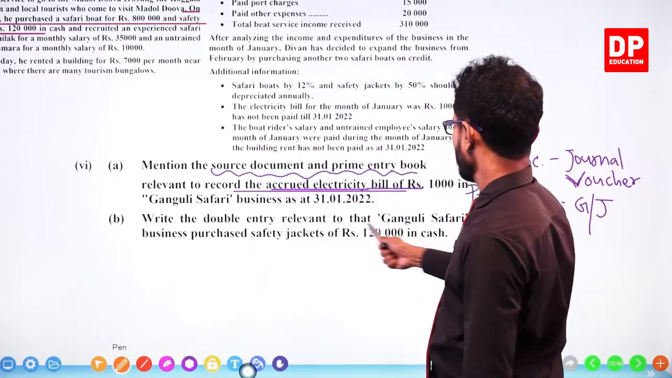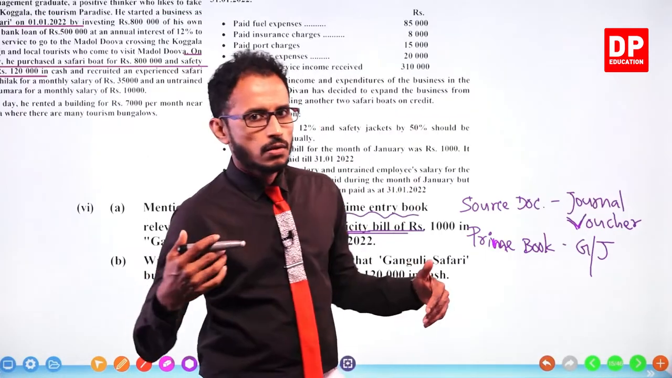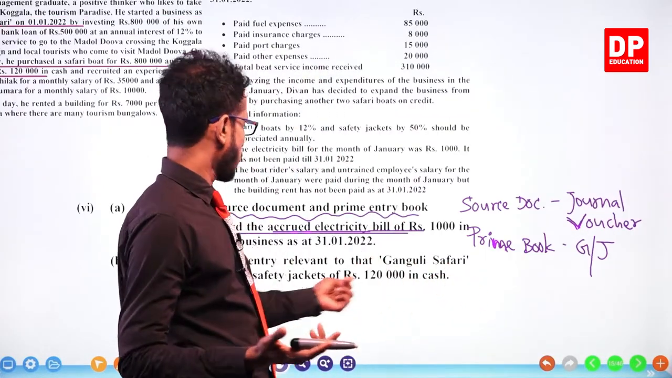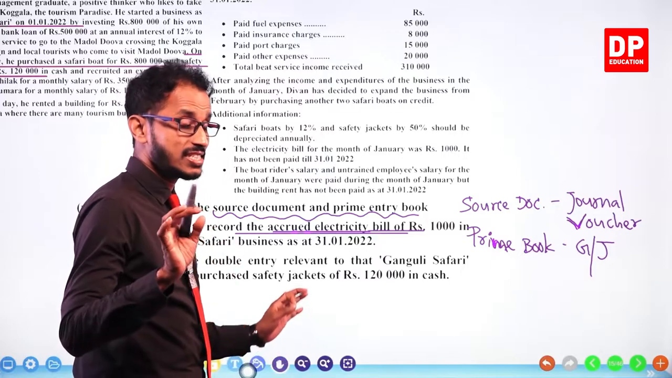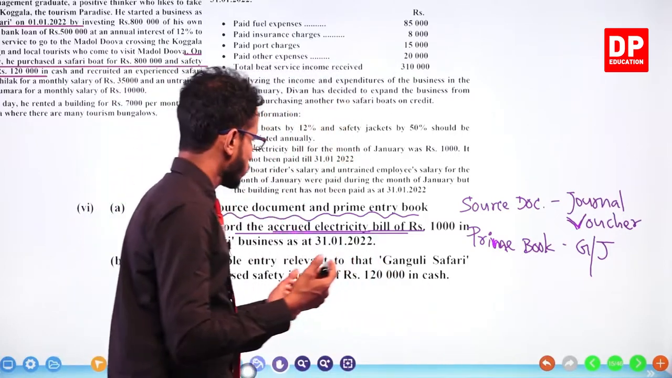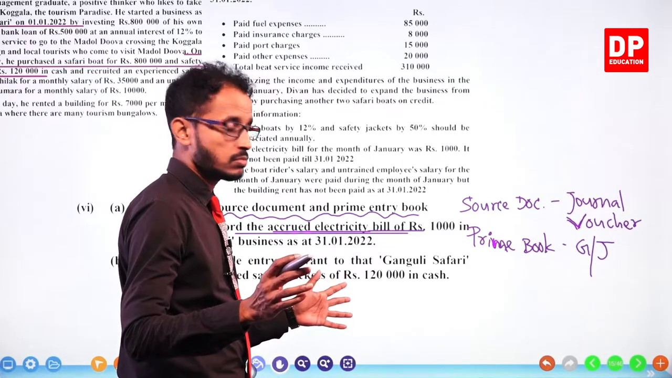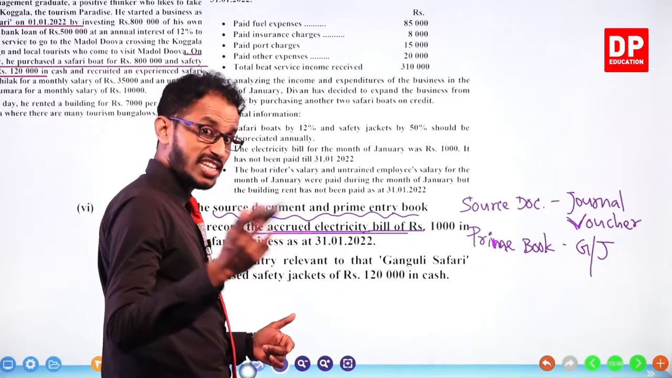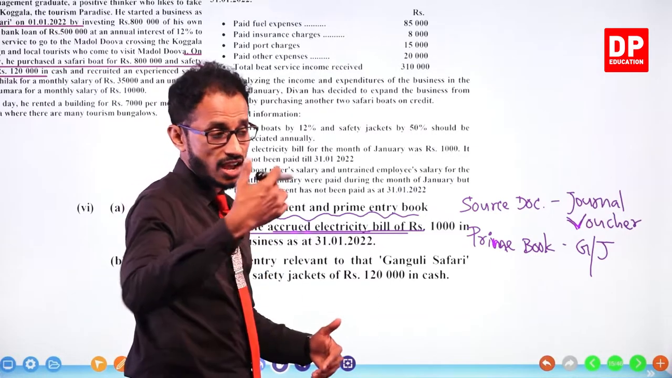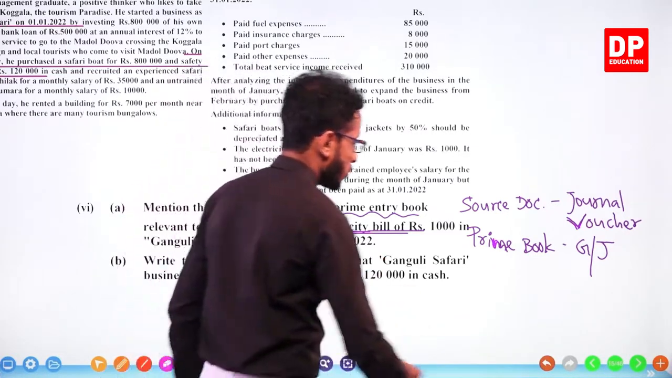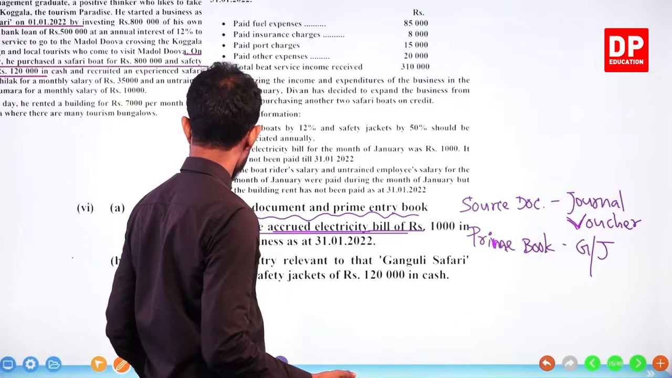Ganguly Safari business purchasing safety jackets. That is the double entry relevant to safety jackets. No, children, safety jackets is a non-current asset. You don't use the safety jackets for 1, 2, or 3 months and then throw them in the river. You use safety jackets for years. Non-current assets are assets which are used in the business activity. You can write the double entry.